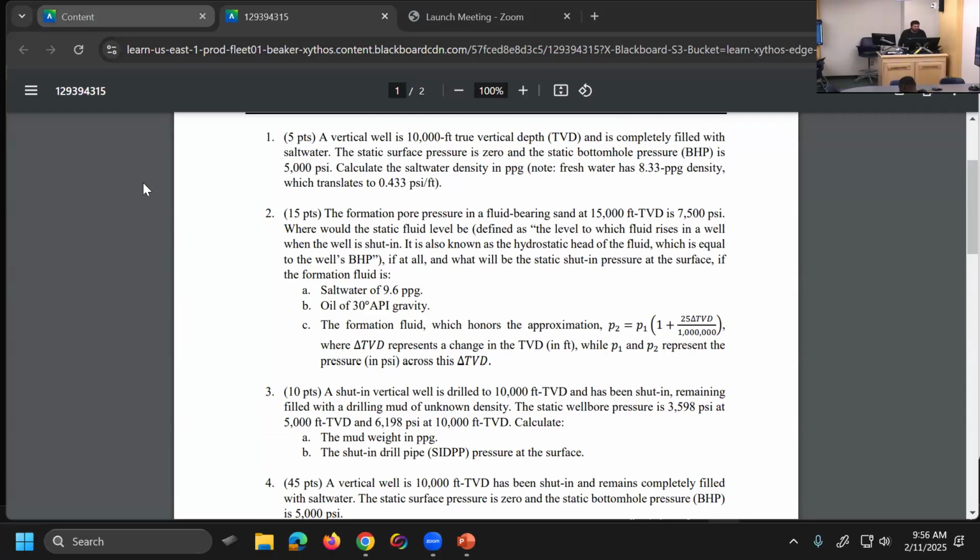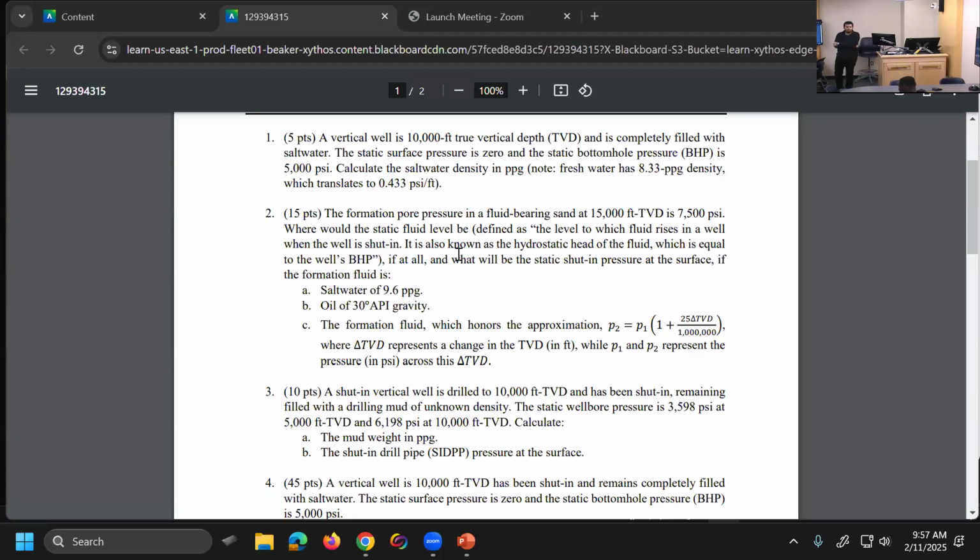Question number 3, for 10 points. A shut-in vertical well is drilled to 10,000 feet TVD and has been shut in, remaining filled with drilling fluid of unknown density. The static wellbore pressure is 3,598 psi at 5,000 feet TVD and 6,198 psi at 10,000 feet TVD. Calculate the mud weight in ppg and the shut-in drill pipe pressure at the surface.